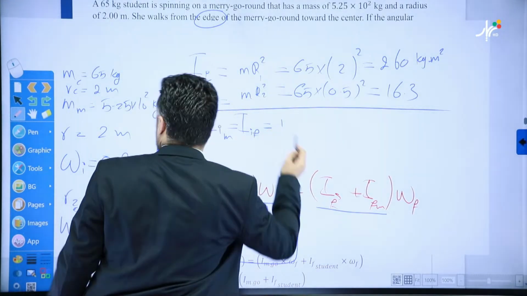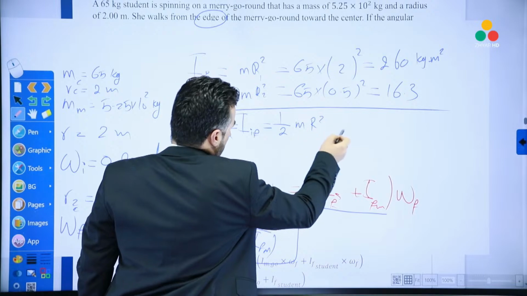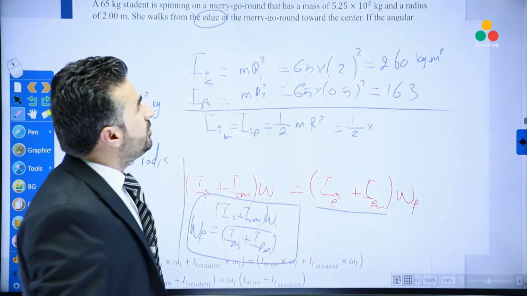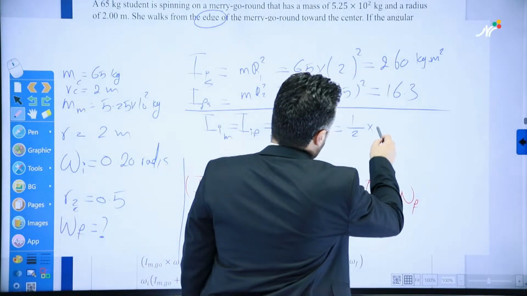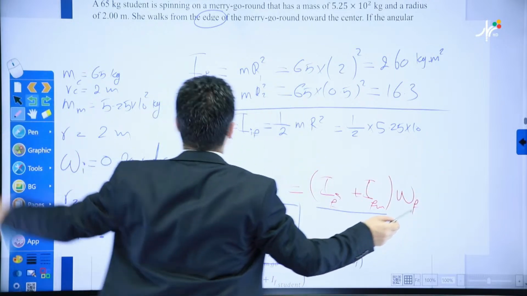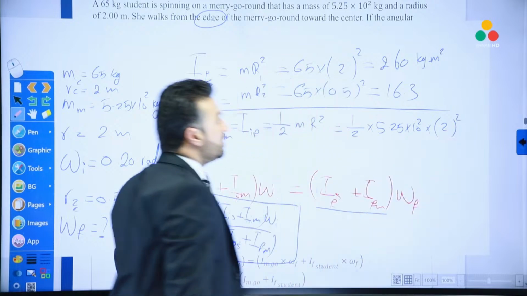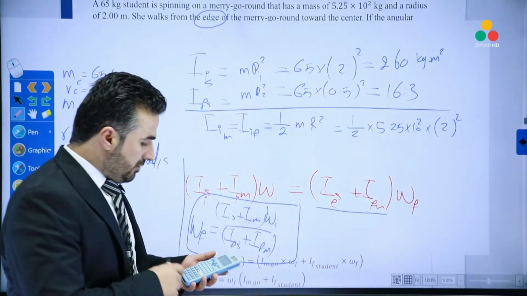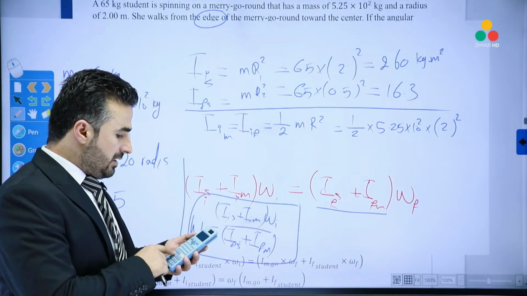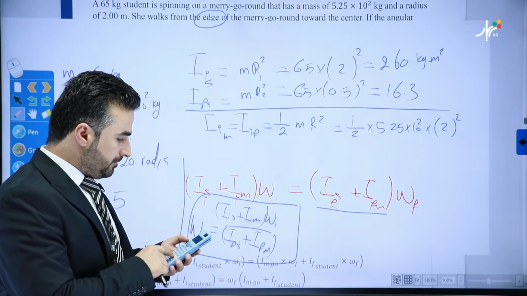The merry-go-round is like a disk, so in this case, 1 over 2 mr squared. So once again, 1 over 2. The mass of the merry-go-round is 5.25 times 10 to the power 2 kilograms, multiplied by the radius. What is the radius? It is 2, but 2 squared, don't forget. So calculate all this: 1 over 2, that is 0.5, multiplied by 5.25 times 10 to the power 2.